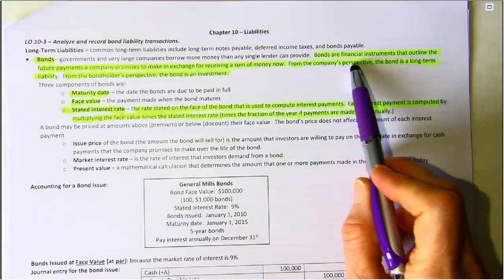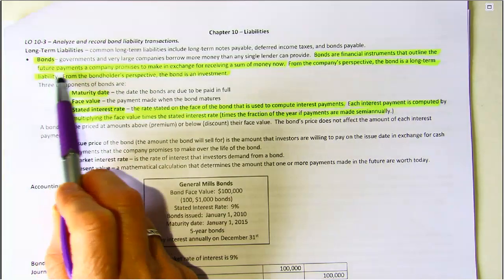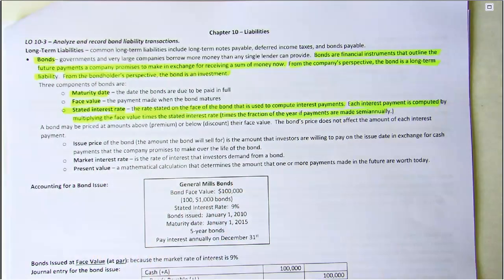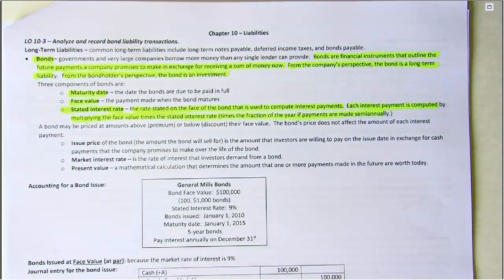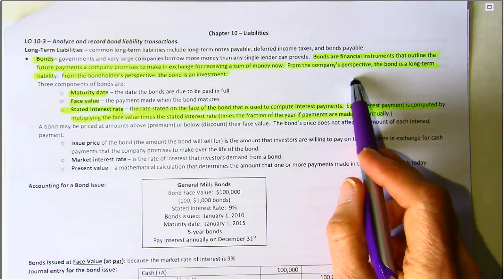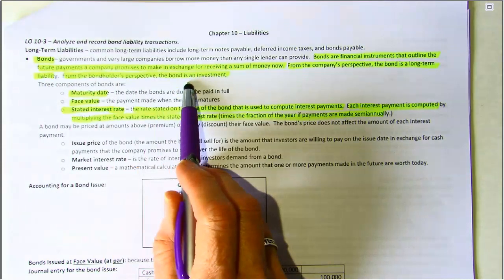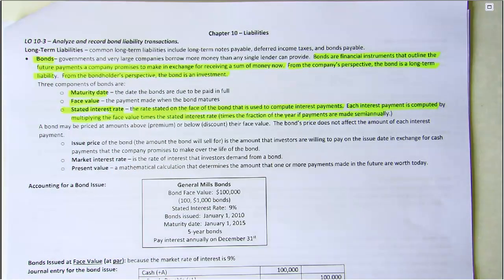So bonds are financial instruments that outline the future payments a company promises to make in exchange for receiving a sum of money now. Usually those future payments are that they're going to get their principal back at a future time, plus regular interest payments. From the company's perspective, the bond is a long-term liability, but from the bondholder's perspective, it's considered an investment. The reason is they're going to be getting semi-annual or annual interest payments, and they can also sell their bond just the way they sell their stock.